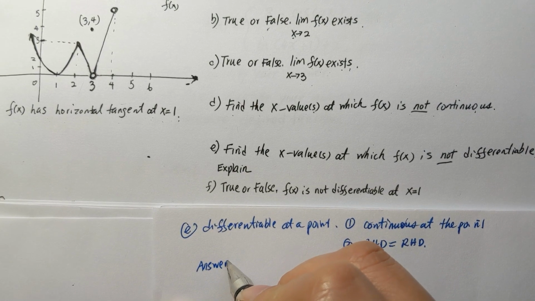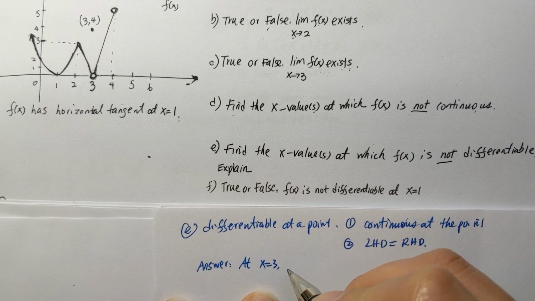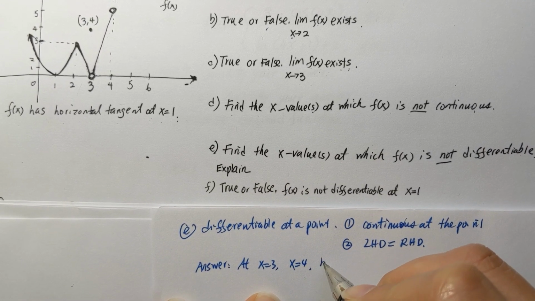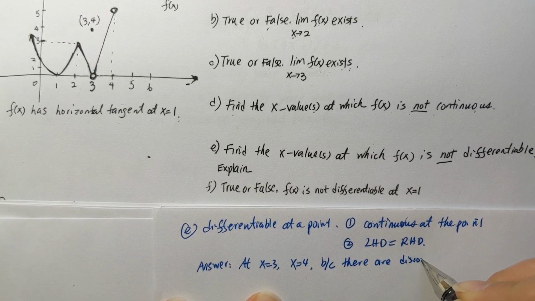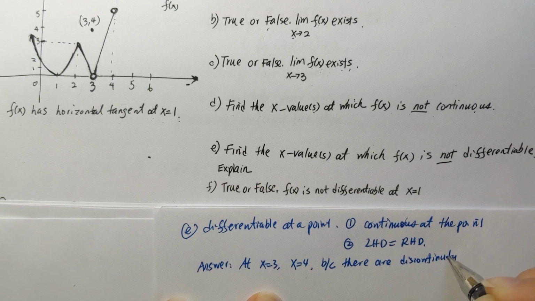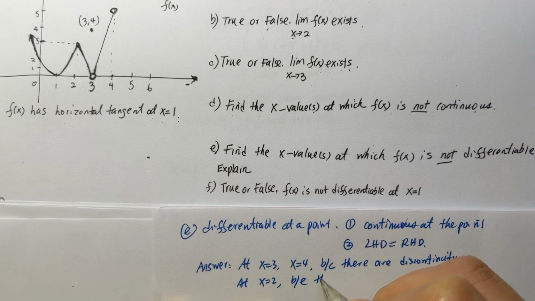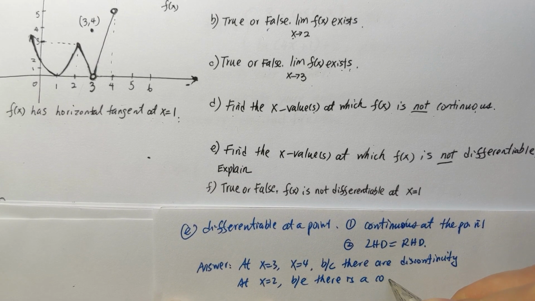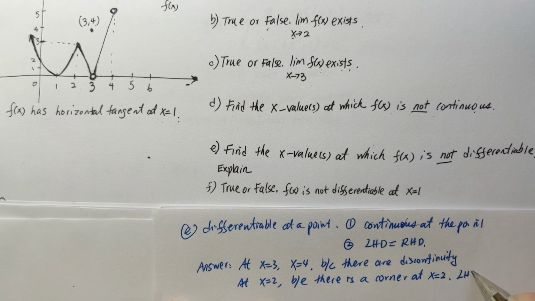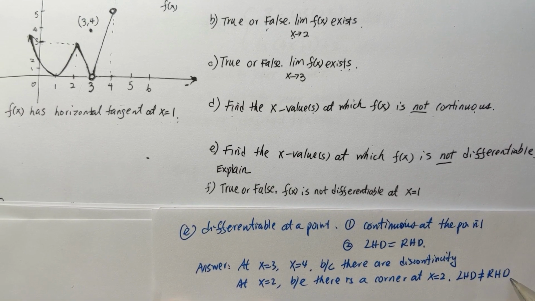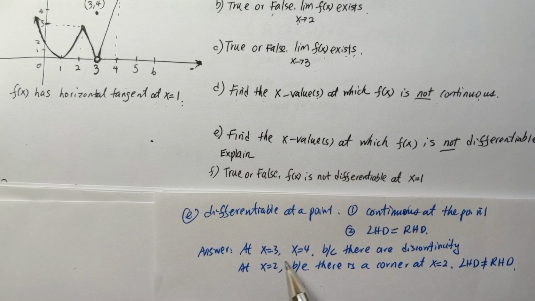So for part E, the answer will be at x equal 3, x equal 4, because there are discontinuities, and at x equal 2, because there is a corner. At x equal 2, your left hand derivative is not equal to the right hand derivative. So altogether there are 3 values.